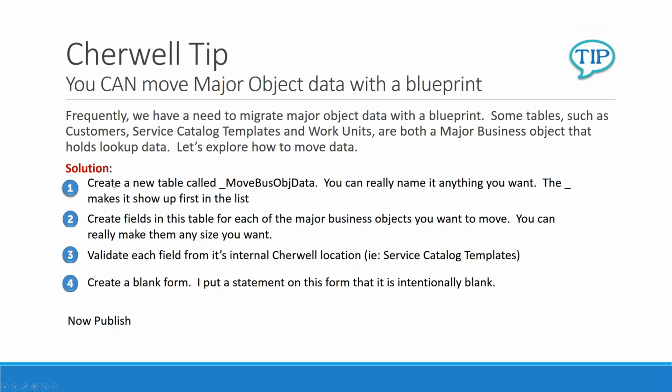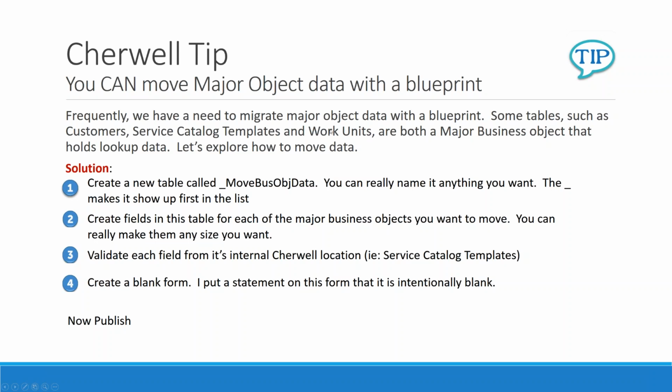The first thing I've done is create a new table called underscore move business object data. You saw me earlier create an underscore specifics. I know an underscore is going to occur at the top of the list, which is why I create it with an underscore, so that I always know it's going to show up right on top. You can really name it anything you want, but the underscore makes it show up first in the list.